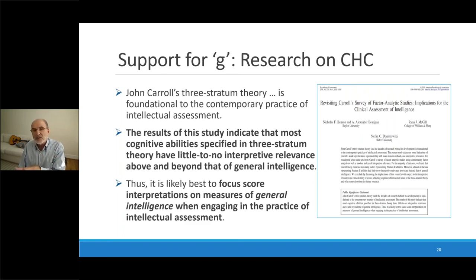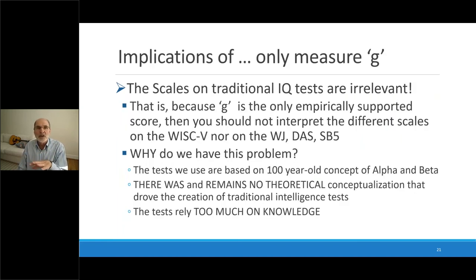And it's not just these two articles, it's a whole bunch of articles. So the implications are that the scales on traditional IQ tests are irrelevant. That puts us in a really tough spot because we really want to be able to measure more than just G, because we really want to understand why a student is failing. We need to know more than G.